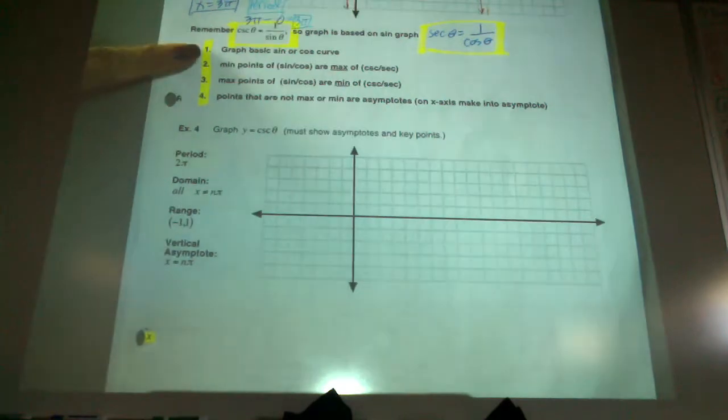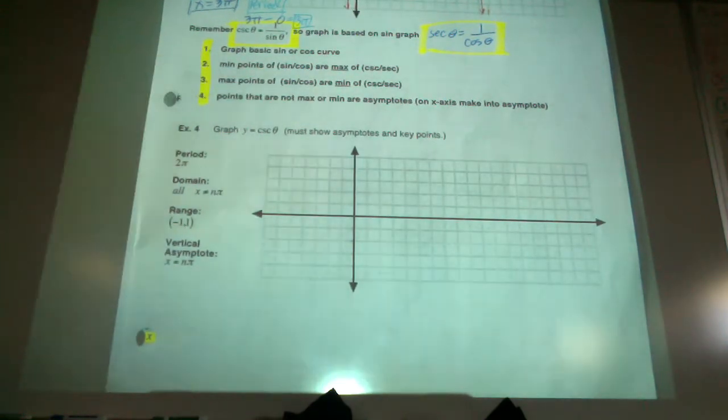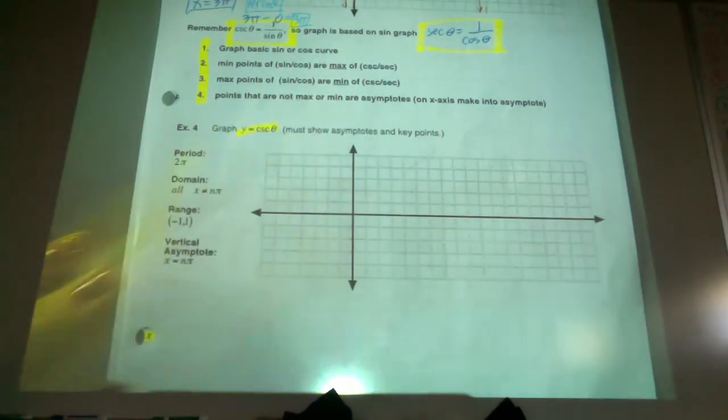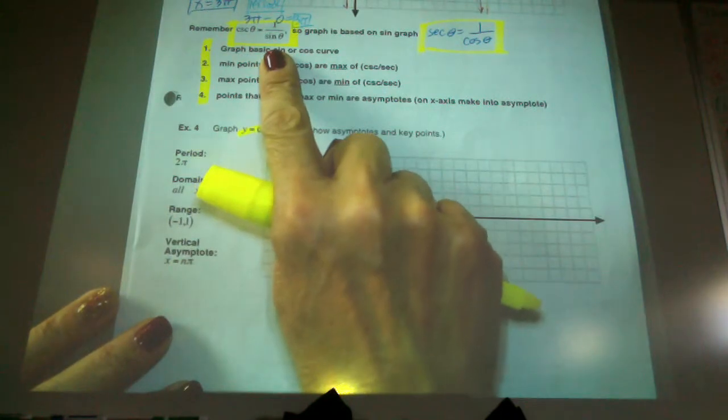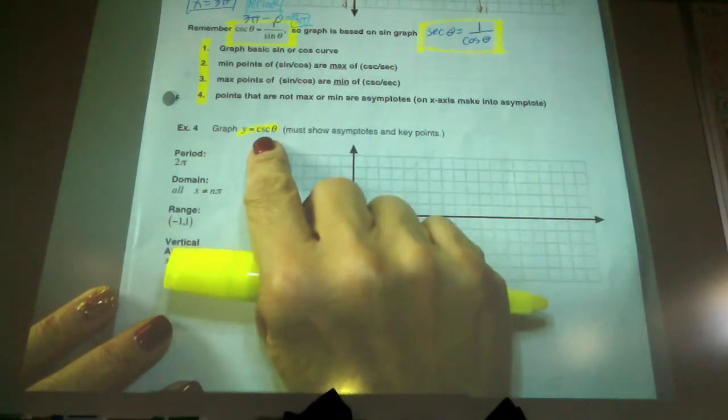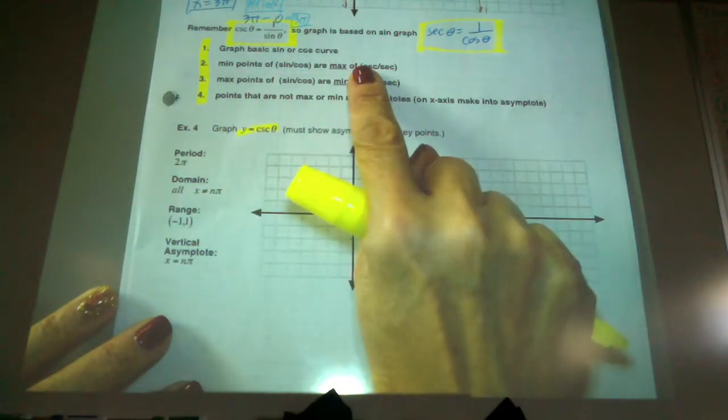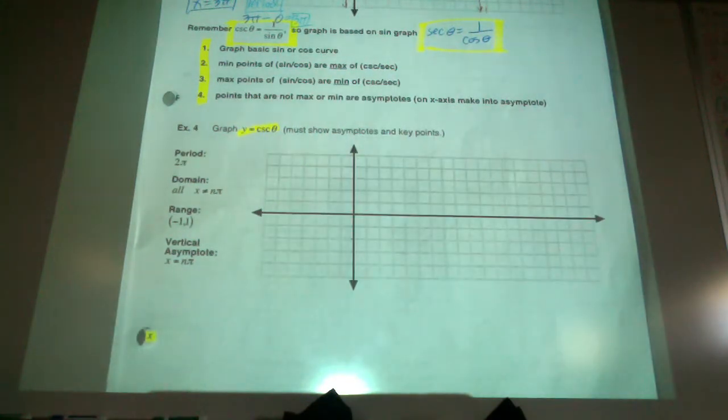So step one says graph your basic sine or cosine. So as I'm graphing, for instance, y equals cosecant of theta, just plain cosecant of theta, no amplitude, nothing in front of theta, so there's no period change, no addition or subtraction in here, so there's no up, down, or right, left movements. It's just a plain cosecant. If I plot a plain sine, we can get cosecant. So that's what the first step is asking you to do. And then the second two steps will make sense once you look at the graph.